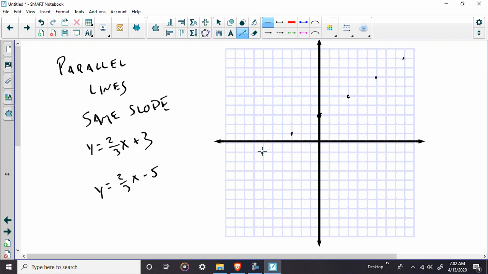We can say that this is a line, this is y is equal to 2/3 x plus 3. Now I do the same thing down from here at -5. So 1, 2, 3, 4, 5. Okay, and again, what do we got? Up 2, over 3, and repeat the pattern. So again, what do we get? We got a set of parallel lines.